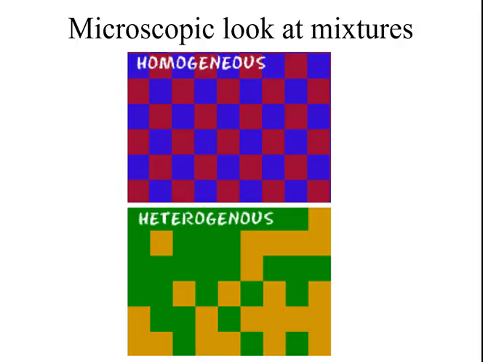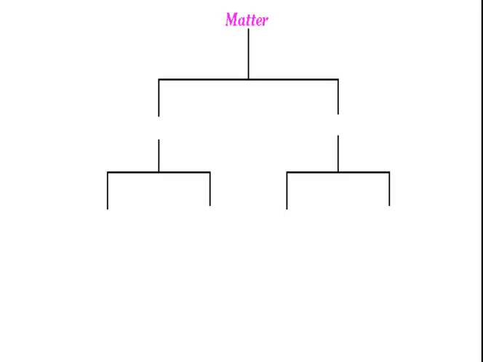A microscopic look, if it is homogeneous, again, is very uniform throughout. You have different things there. This is just kind of a representation. If it's heterogeneous, as you look at the fundamental level, it is not very uniform throughout.